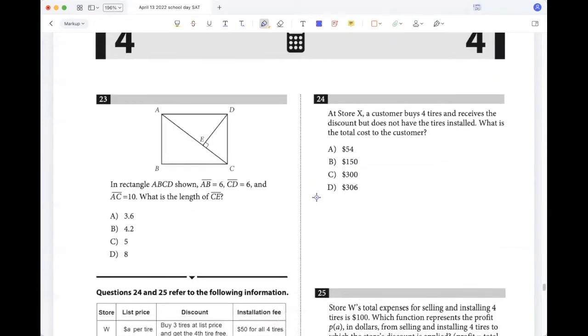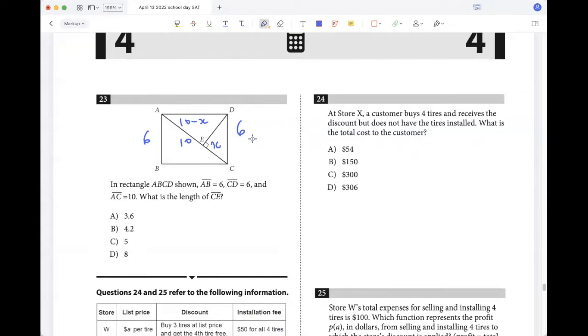In rectangle ABCD, AB is 6, okay? CD is 6, yeah? And AC is 10. Okay, this is 10. What is the length of CE? Right, okay. So, CE, let this be X. That's what we have to find. So AE is 10 minus X, okay?